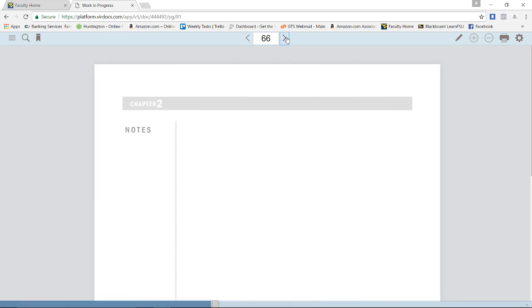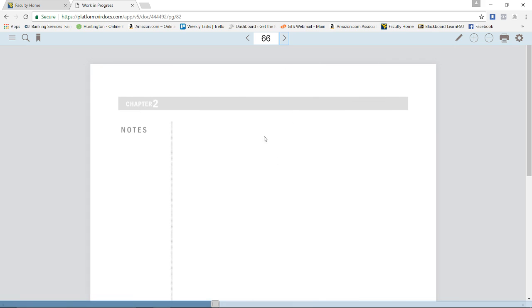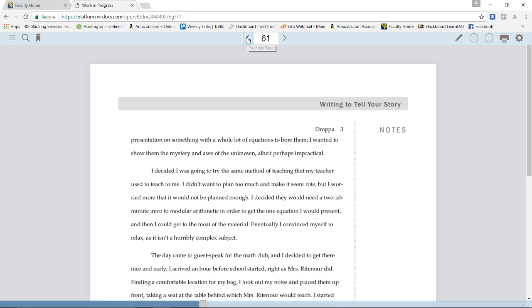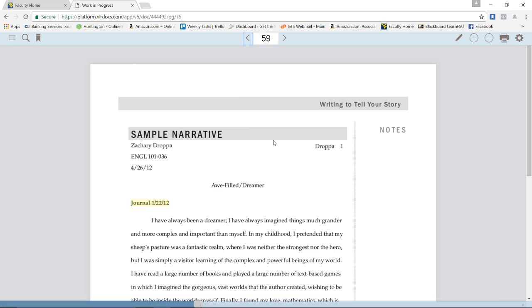Okay, and that's the sample essay. And that is also what you can use to do that annotation assignment that I mentioned several pages back. The annotation assignment can be done with this sample essay that we just looked at. Okay, the sample essay that starts here on page 60 or 59, sorry. Okay, so that is what you will be working on for this week.